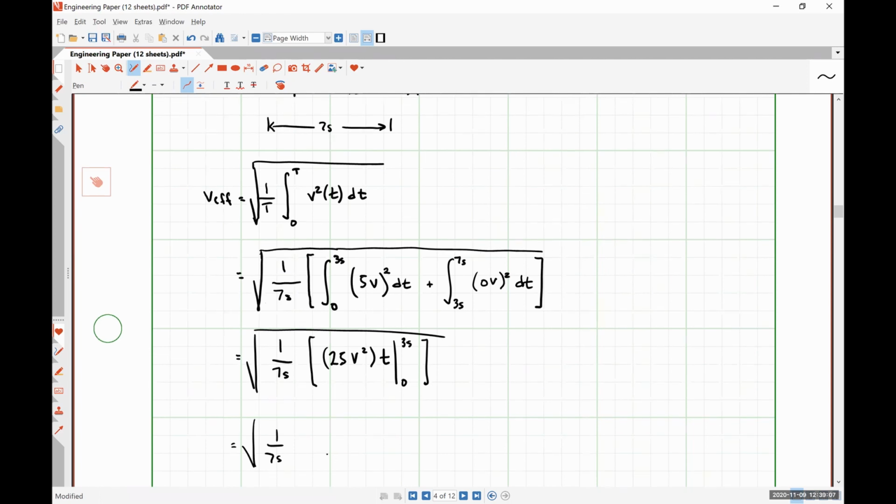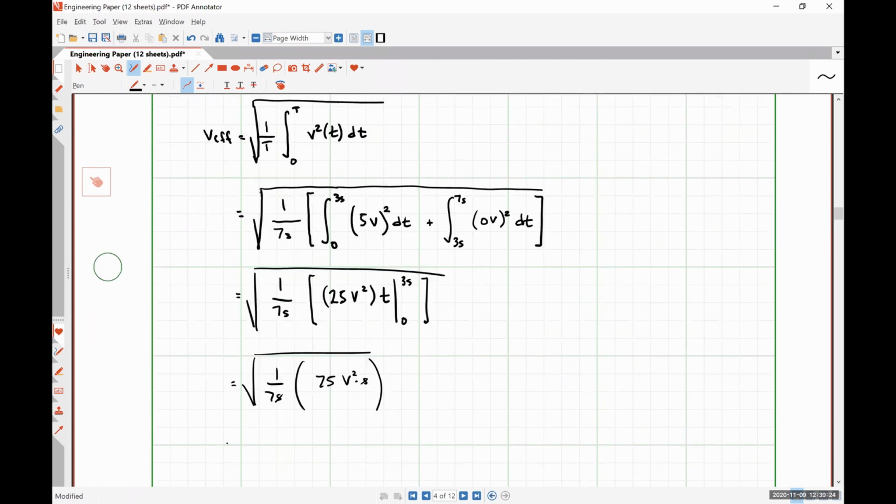So inside of here, we'll just have 75 volts squared times seconds. And our units of seconds cancel seconds. And so finally, we have whatever the square root of 75 over 7 is, units of volts. And we're going to call these specifically volts RMS.